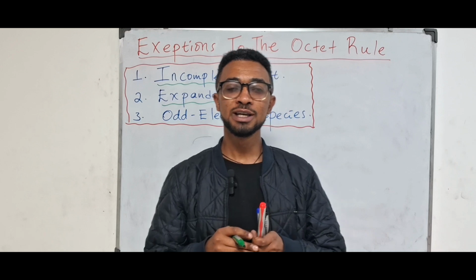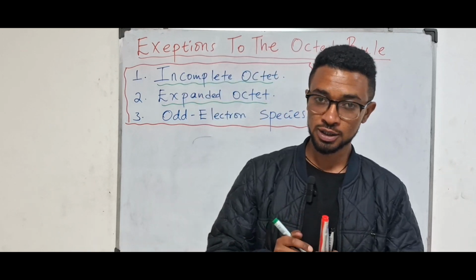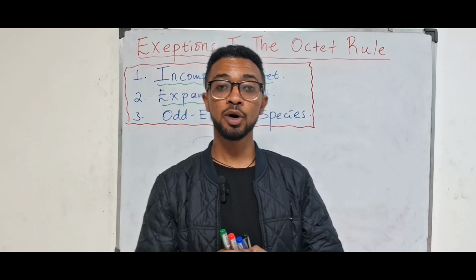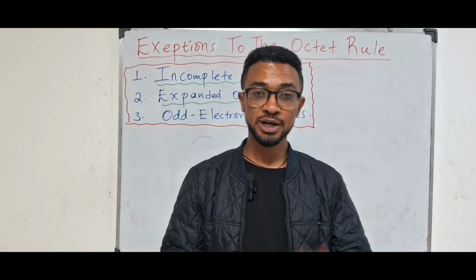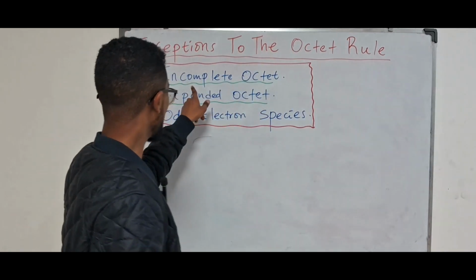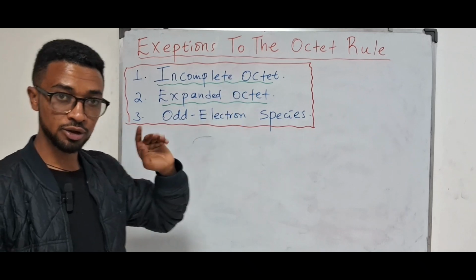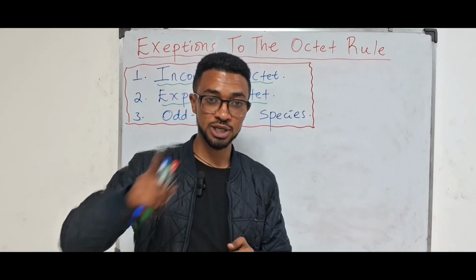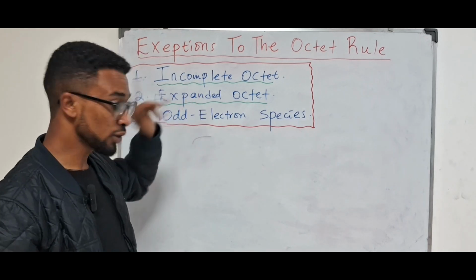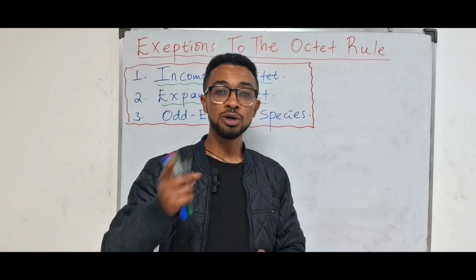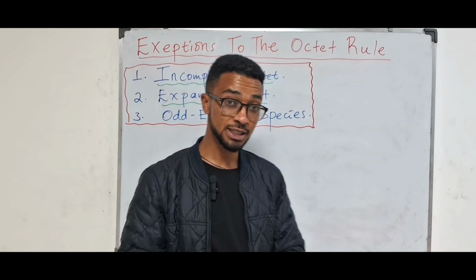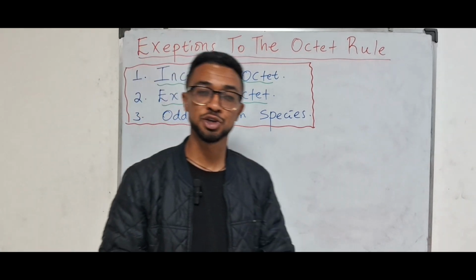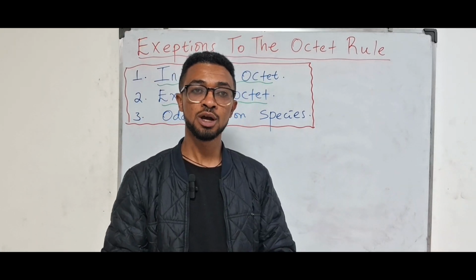Now let's talk about the exceptions to the octet rule. While the octet rule works for many compounds, there are three major exceptions. The first one is incomplete octets, those that have below an octet, meaning less than 8 electrons around the central atom, then expanded octets, those that have more than 8 electrons around the central atom, and the odd electron species. These are the three exceptions to the octet rule.